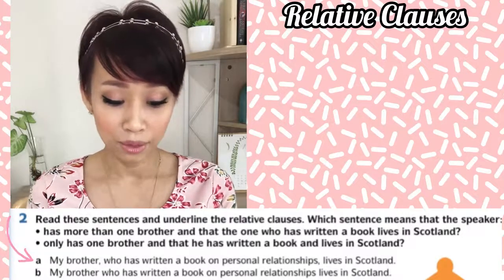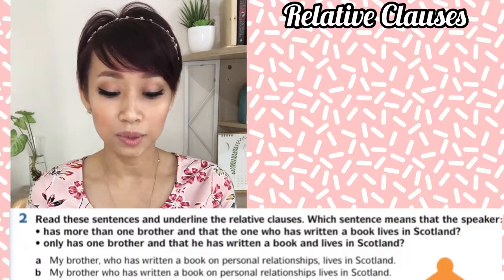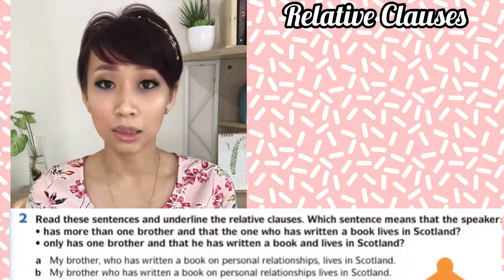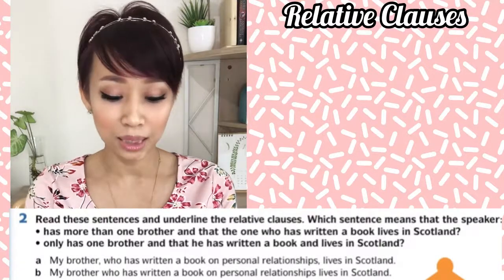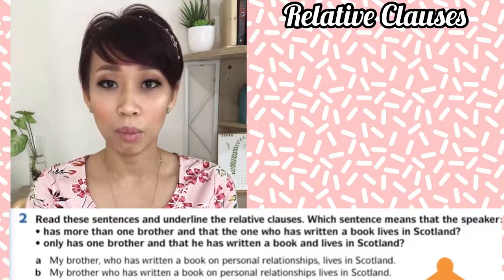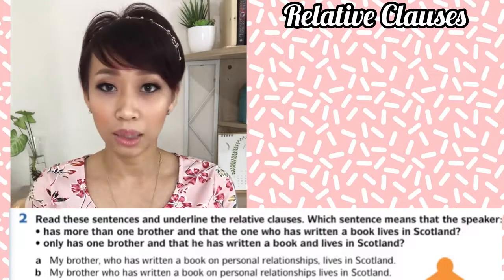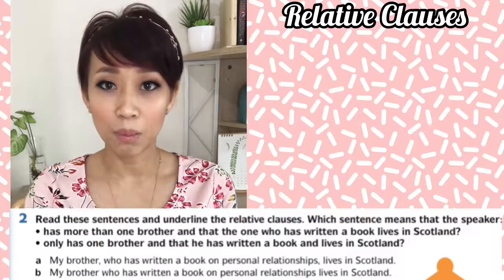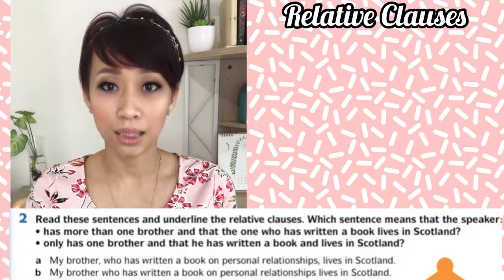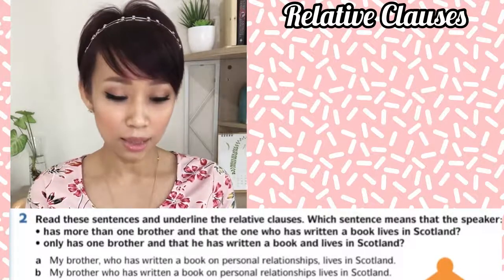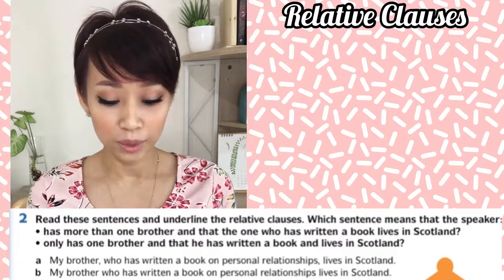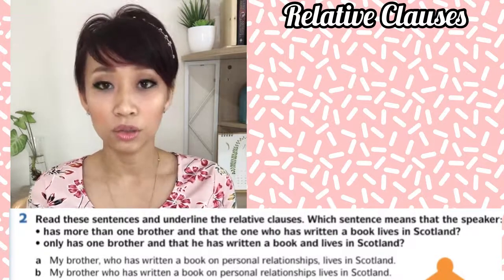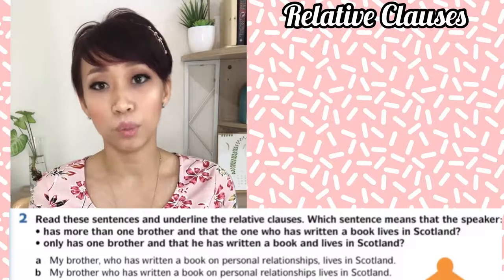My brother, who has written a book of personal relationships, lives in Scotland. Macam mana kita tahu dia ada lebih dari satu abang? Sebab dia mesti bagi extra information. Dia ada banyak abang. So dia bilang, abang saya yang ini yang ada buku. Saya ada banyak abang, saya ada abang jadi doktor, abang yang engineer, abang lawyer. Tapi abang saya yang tulis buku ini, dia yang tinggal di Scotland. Dan yang satu lagi, kita tahu dia ada satu abang saja. My brother who has written a book on personal relationships lives in Scotland. So dia just mahu cerita pasal abang dia yang tulis buku.